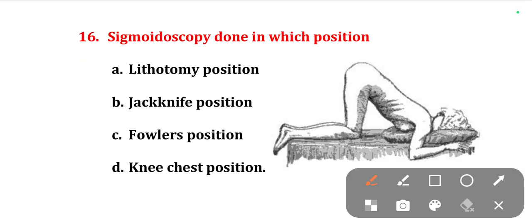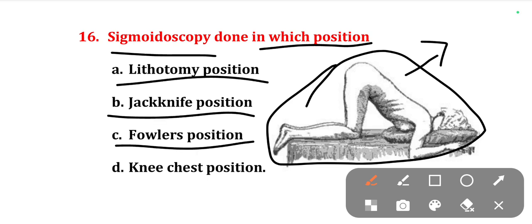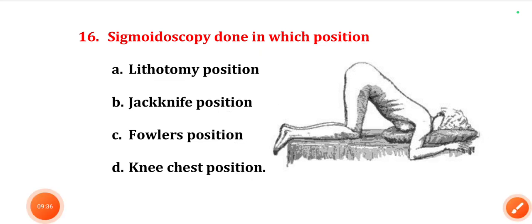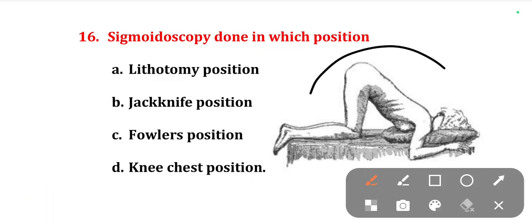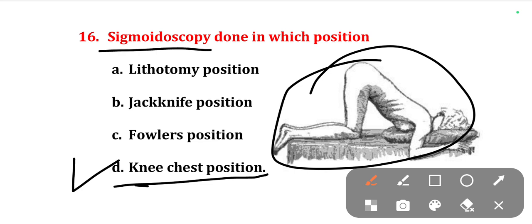So the next one is, sigmoidoscopy is done in which position? The person is in which position, and this person is ready for the diagnosis by the sigmoidoscopy. The options are lithotomy position, jackknife position, prone position, knee chest position. So what is the position name? That is option D. So this knee chest position is the best position for the sigmoidoscopy examination.